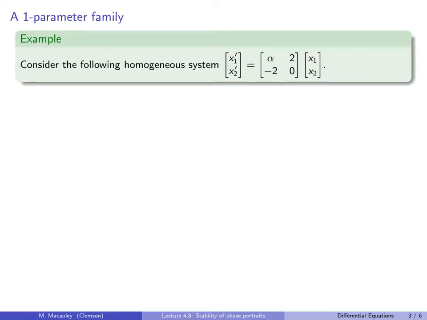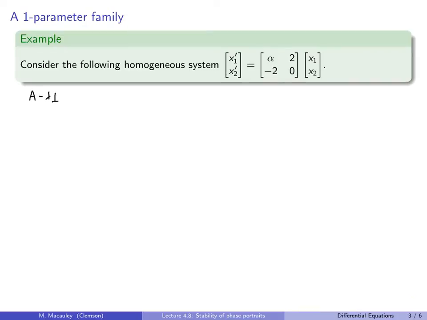Okay, so I want to do one example which helps put together what we learned in the previous slide. This is a one-parameter family of matrices, and I want to understand what the phase portrait of this system looks like as we change alpha. So alpha is now a parameter. Let's first of all compute the eigenvalues and eigenvectors of this.